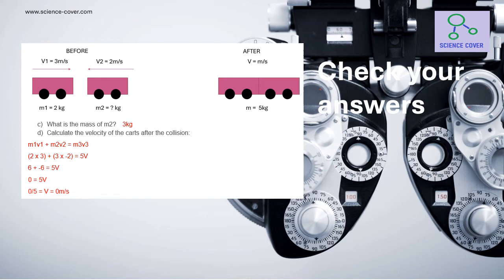In C, we're asked to calculate the mass of M2. Well, if M1 has a mass of 2 kilograms, and the mass after they've stuck together is 5 kilograms, then M2 must have a mass of 3 kilograms.